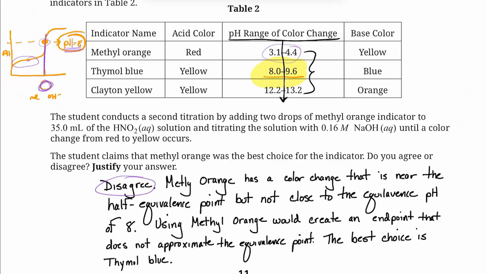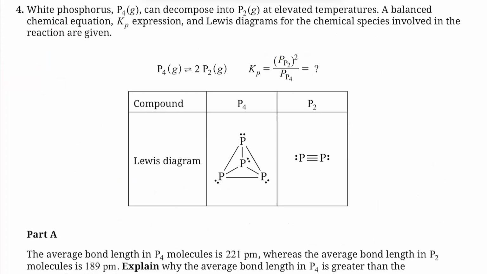On to question 4. Question 4, the white phosphorus question. They say it can decompose into P2 at elevated temperatures. They give us the balanced reaction. They even gave us the equilibrium expression using the partial pressures. And we have 2 Lewis dot diagrams here. And here comes the question.